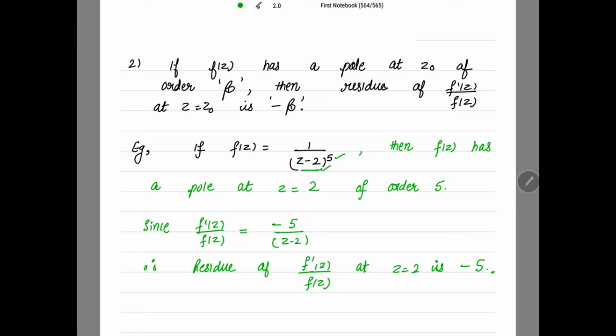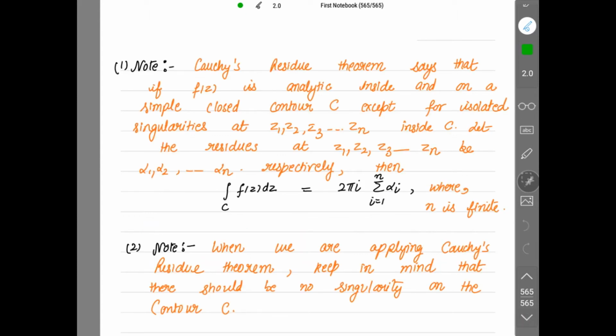Right? So when we talk about the multiplicity, the answer for the residue of f'(z)/f(z) is the same, that is alpha. When we talk about a pole of order beta, then the residue will be the negative of that beta. Right? So there is no need to find the residue. Just learn these two remarks and write down your answer, just for objective type questions. Right? Alright.